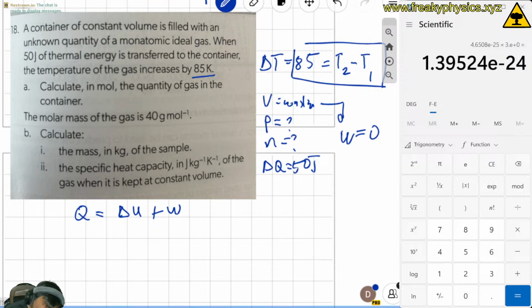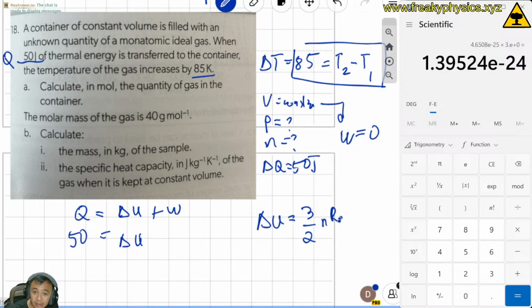What's the amount of thermal energy transferred? So that's going to be our Q. This is going to be 50 here, and that's going to be the change in the internal energy. And for the change in the internal energy, there is another equation in the data booklet that involves temperature. The change in the internal energy is equal to the number of moles, so we'll use the number of moles version, N R delta T.